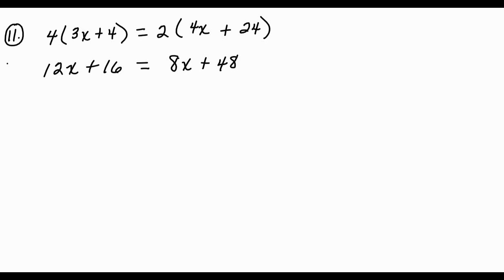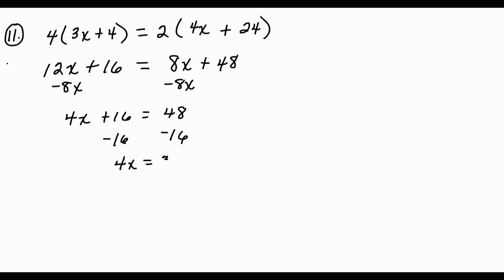Now we have variable and constant on both sides of the equal sign. I'm going to subtract the smallest variable term first. So I have 4x plus 16 equals 48. Now I have a two-step equation, so I'm going to subtract 16 from both sides. So 4x equals 32. Then divide both sides of the equation by 4. So x equals 8.